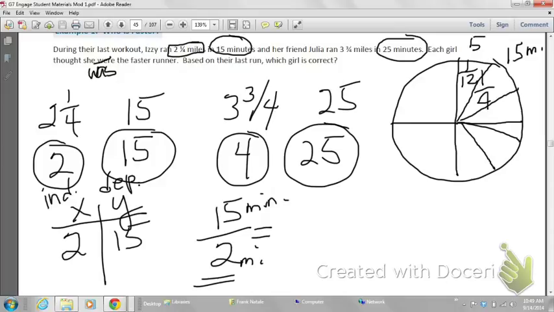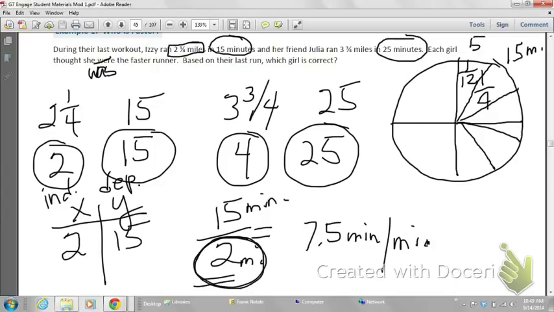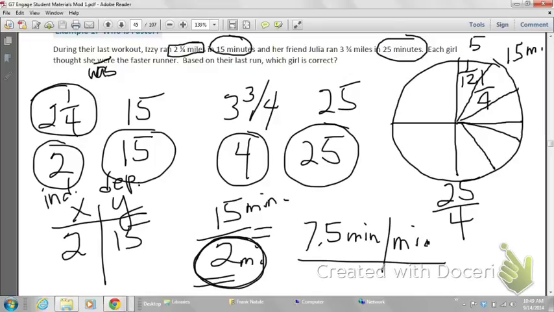But if we're trying to get this down to 1, we're trying to find out for every 1 mile, how many minutes does it take us, and that would be 7.5 minutes per mile. It's a little bit easier because we have this whole number here now instead of this fractional number. So that's 7.5 minutes per mile. We do the same here, recognizing that as 25 over 4. 25 divided by 4 is 6.25. Yeah, 6.25.